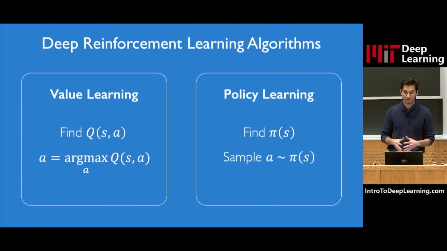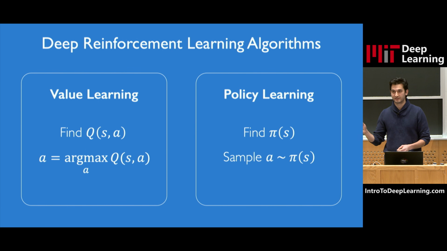Broadly speaking, there are two classes of reinforcement learning algorithms that we're going to briefly touch on as part of today's lecture. The first class is called value learning, and that's exactly the process we've just talked about. Value learning tries to estimate our Q function, Q given our state and our action, and then uses that Q function to optimize for the best action to take given a particular state that we find ourselves in.